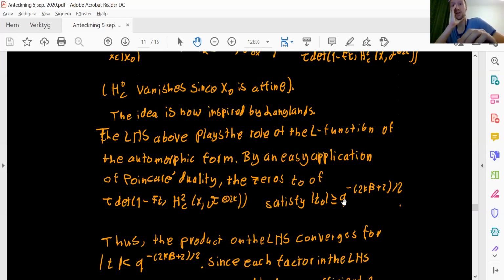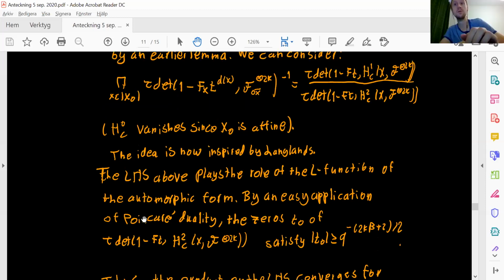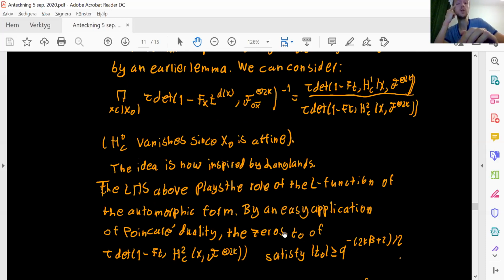So the zeros satisfy that they're greater than or equal to q to the minus (2k beta plus 2) over 2. You know that the left-hand side converges. Can you repeat what you said before? You're saying that's by application of Poincare duality? Yes, by application of Poincare duality, you can see what the zeros of this characteristic polynomial are, and you can show that the zeros are larger in absolute value than q to the minus (2k beta plus 2) over 2. Because by Poincare duality, you can identify this with H0 of X, F tensor 2k, but with a twist. And then you can quite easily analyze what the zeros will be. Oh, okay. Yes, that's the statement.